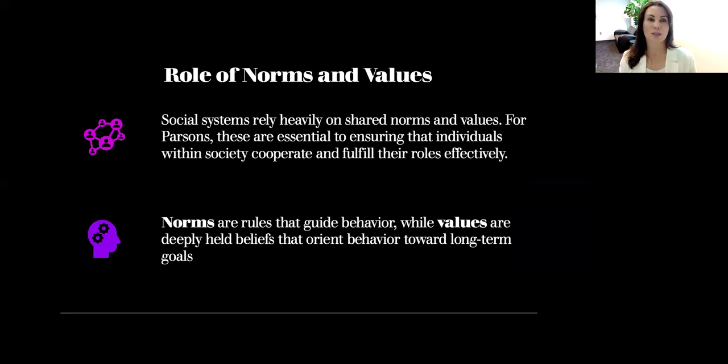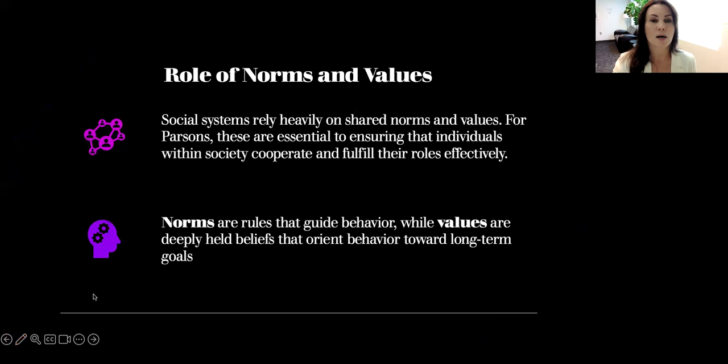For Talcott Parsons, the role of norms and values is enormous. Social systems rely heavily on shared norms and values. As I explained, what the culture is, that all people, all different societies have their own norms, values, shared belief systems. For Parsons, these are essential to ensuring that individuals within society cooperate and fulfill their roles effectively. Now, when it comes to roles, I think I have in the next slide.